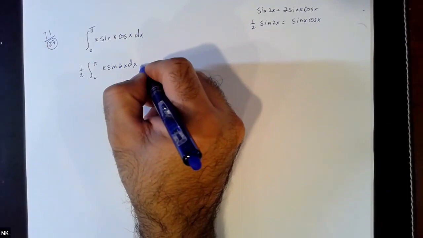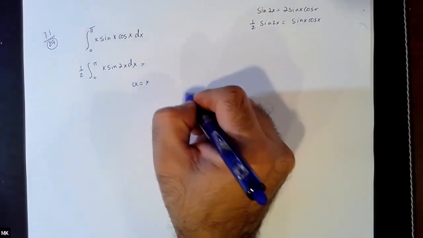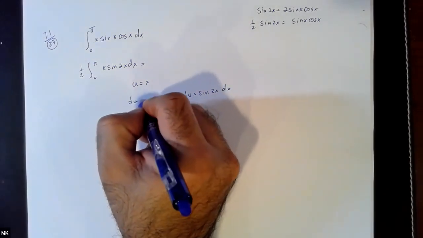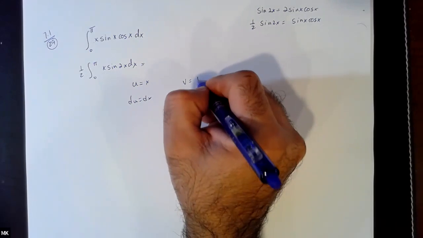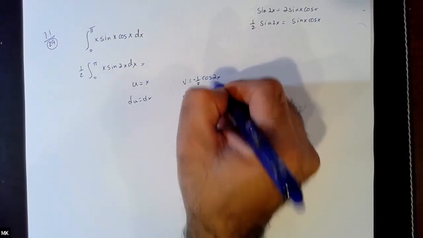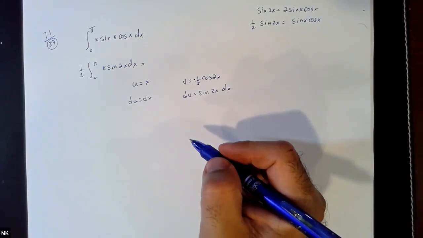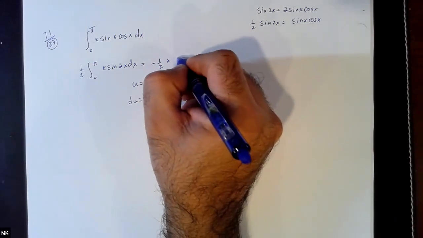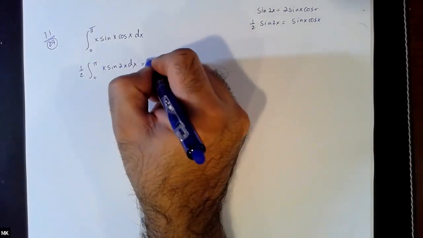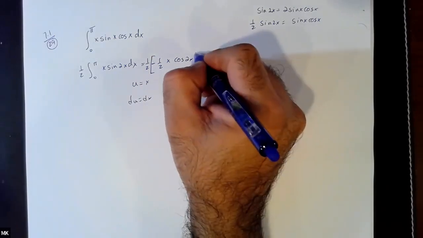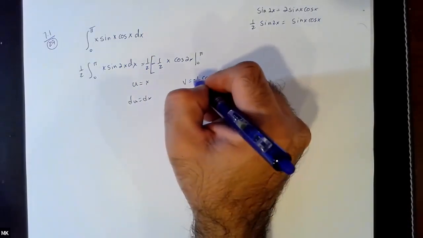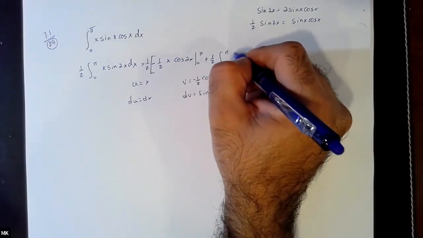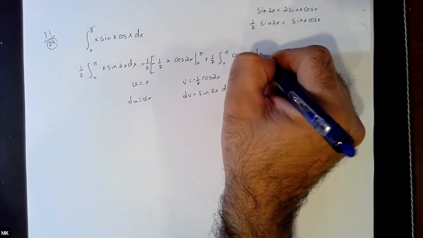Now I can do integration by parts. Here I let u be x, dv be sine 2x dx, du is dx, v is negative 1/2 cosine 2x, integrating that. Okay, so this is going to be negative 1/2 x cosine 2x, and by the way, there's a 1/2 sitting out there, from 0 to pi. Minus is plus 1/2 times the integral from 0 to pi of cosine 2x dx.